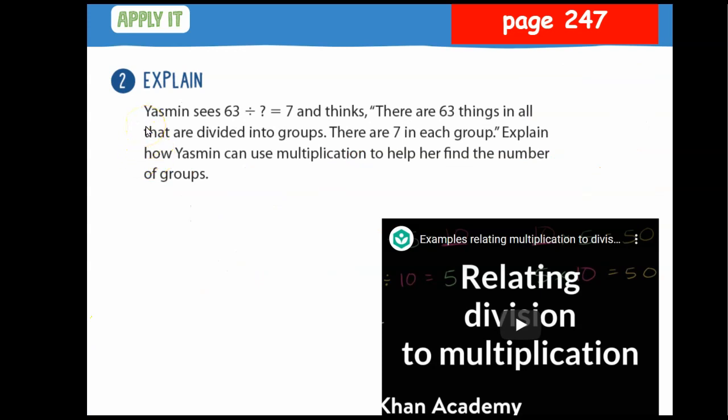Okay, let's look at this problem. It says explain. Yasmin, okay, not Jasmine with a J, but a Y, Yasmin, sees 63 divided by something equals 7. There are 63 things in all, and they are divided into groups. There are 7 in each group. Explain how Yasmin can use multiplication to find the number of groups. So change this to a multiplication equation. What would it be?